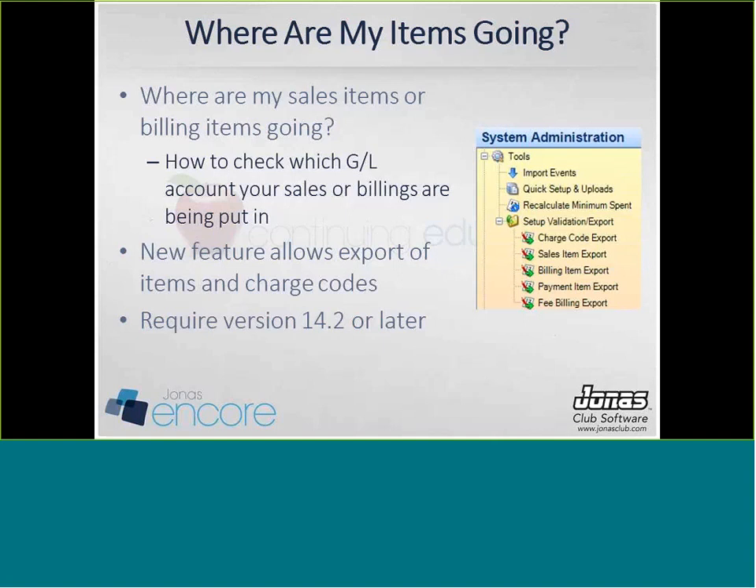So this is a new feature that requires version 14.2 or later, so most clubs should be on 15.3 by now, so this shouldn't be a problem in terms of having access to this. So under System Administration, under Tools, you'll see this Setup Validation Export. And then you can do an export of your sales items and billing items, and that will give you data as to what charge codes are attached to that.